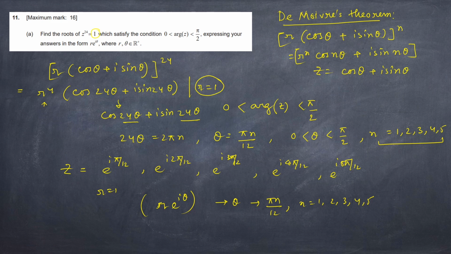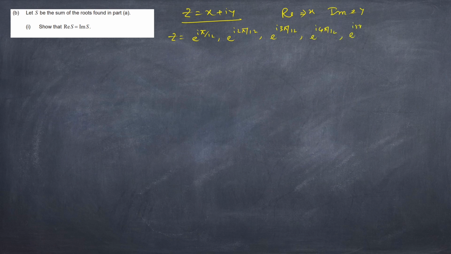So let's do the B problem. So let's start. Show that the real sum, for any complex number z equals x plus iy. Say this is one complex number, so real part is x and imaginary part is y. So ultimately we have five complex numbers, because we got the values for z: e to the power i pi by 12, then e to the power i 2 pi by 12, then e to the power i 3 pi by 12, then e to the power i 4 pi by 12, and e to the power i 5 pi by 12.